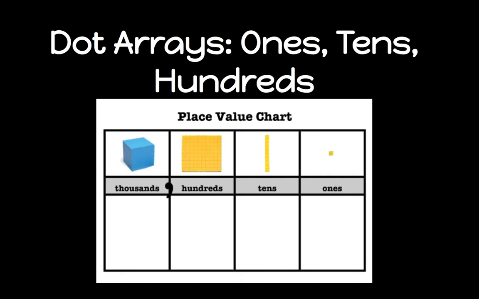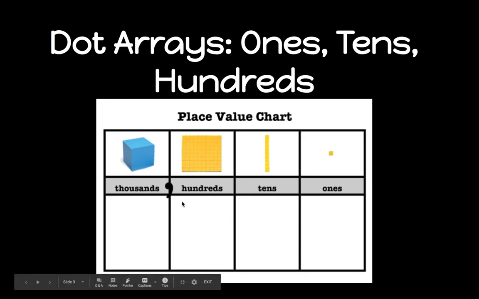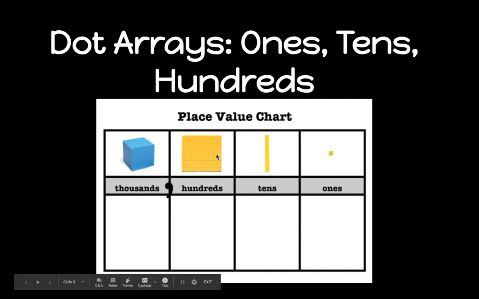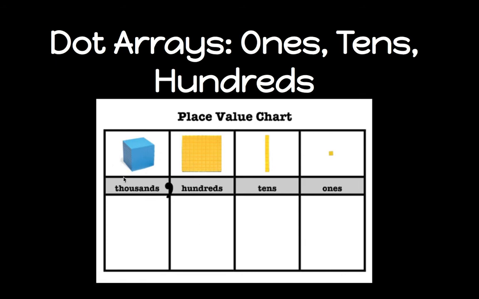So, we're going to start today by talking about dot arrays with the ones, the tens, and the hundreds. This chart should be familiar from second and third grade. This year, though, we do add in the thousands. So we have small squares representing the ones place. We have a 10 or a quick 10 representing the tens place. And we have a 100 block for the hundreds. And then this cube represents our thousands place.